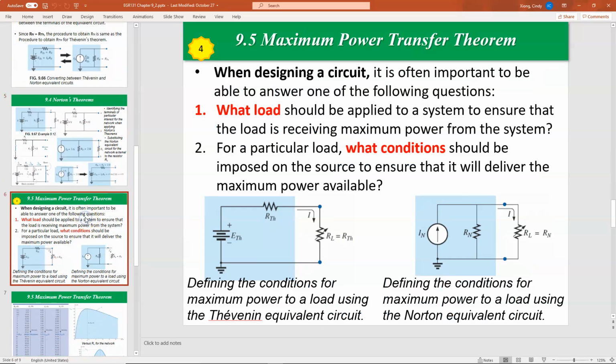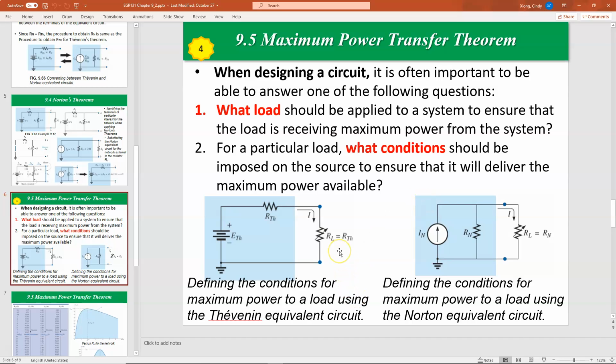Okay, let us look at the second key concept in this video, the maximum power transfer theorem. When we design a circuit, we always want to find for what load we can receive the maximum power from the system, or under what condition we can ensure the source can deliver the maximum power available. For this maximum power transfer theorem, we talk about the first type of problem: what load could get the maximum power from the system?